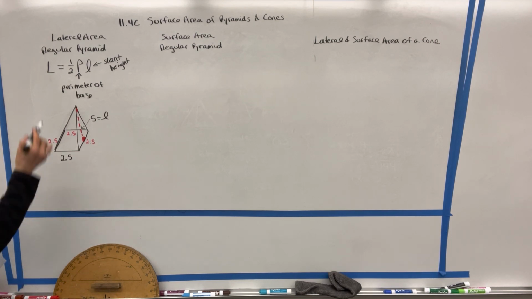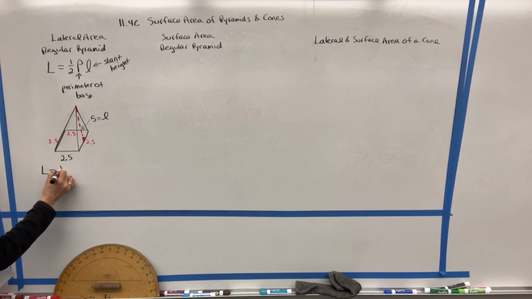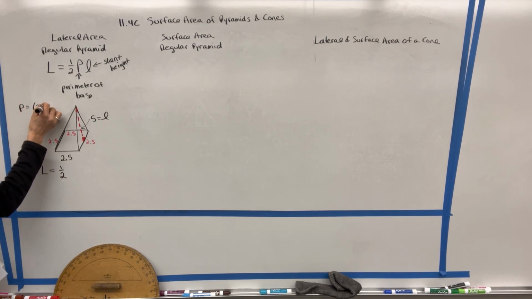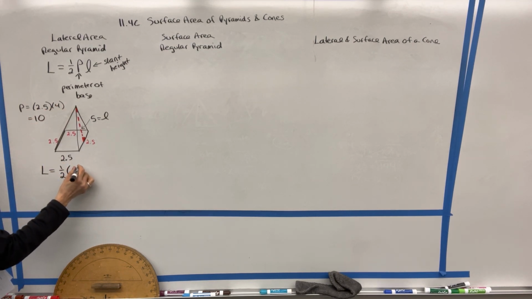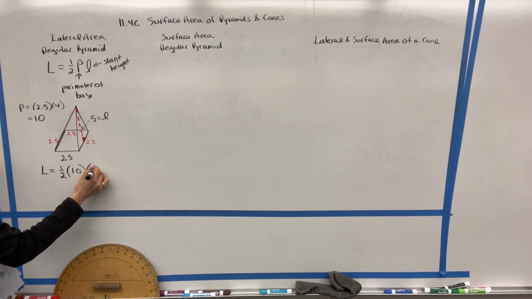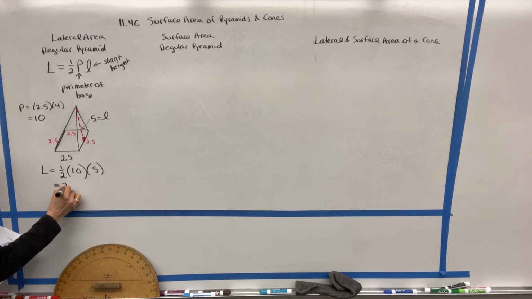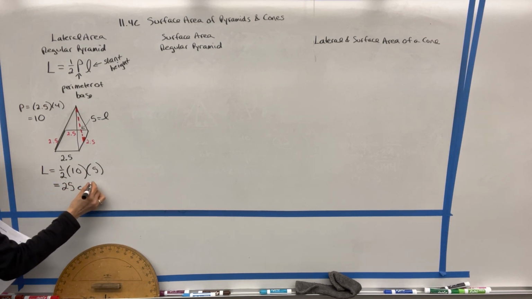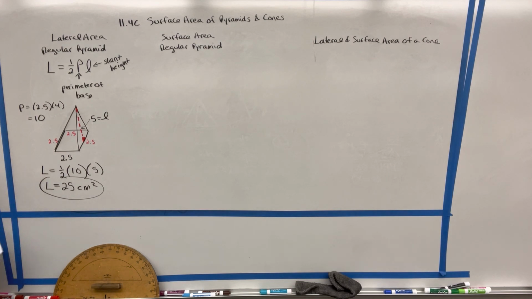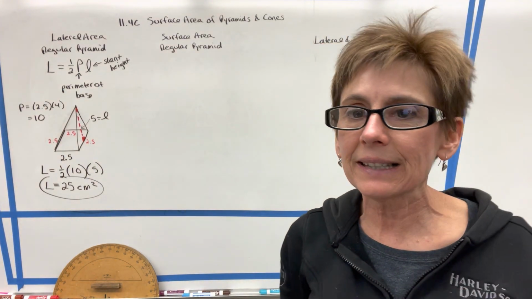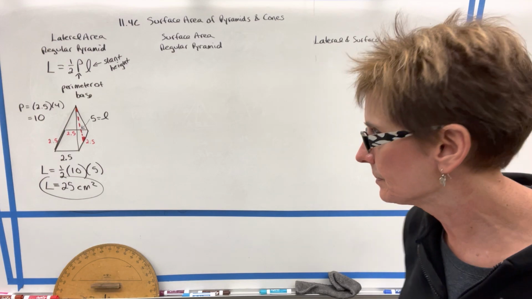So if I want to find the lateral area, I would take 1/2 of the perimeter. The perimeter is going to be 2.5 times 4, which is 10. So 1/2 of 10 times my slant height, which we just said is 5. Half of 10 is 5, and 5 times 5 is 25. So if this was in centimeters, my lateral surface area would be 25. Keep in mind, lateral surface area just means essentially the sides, but not the base.